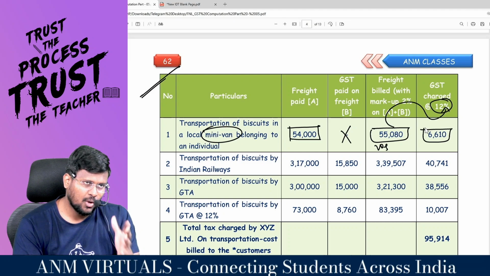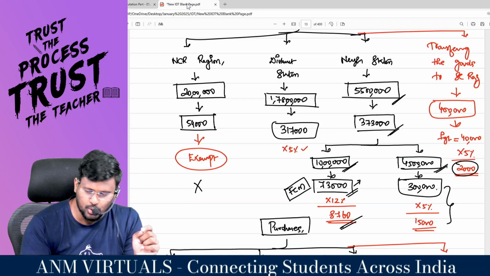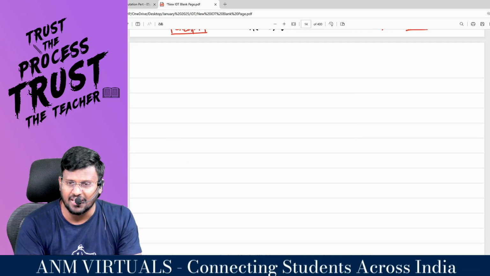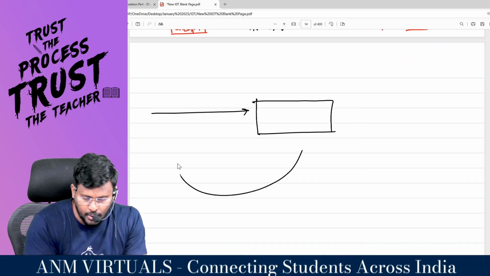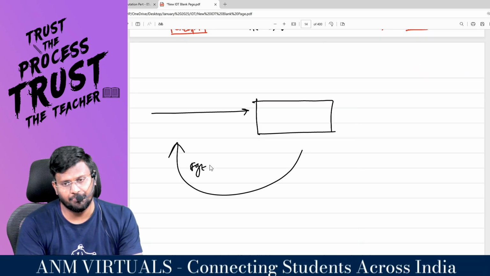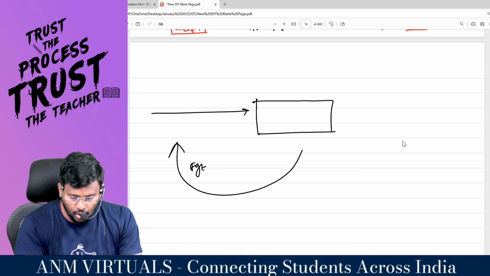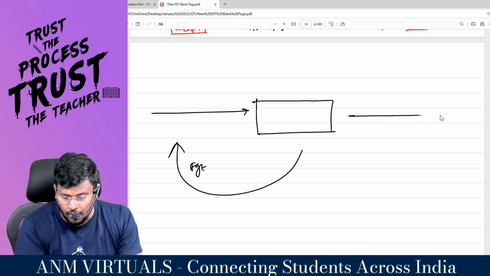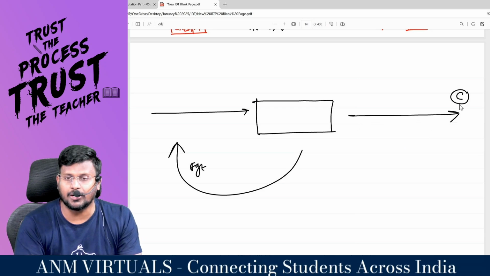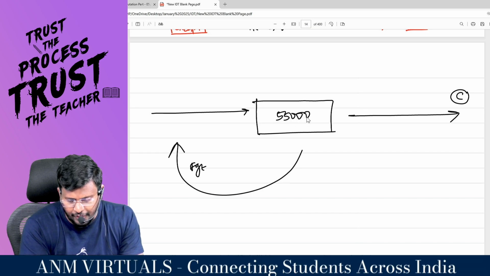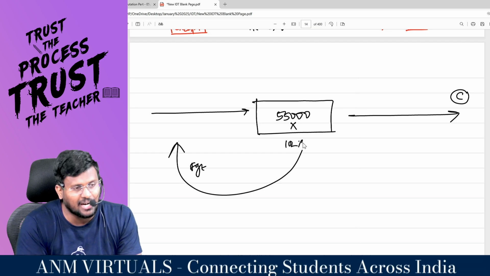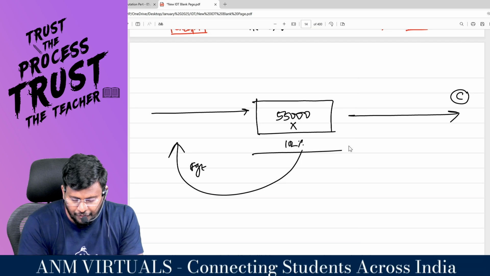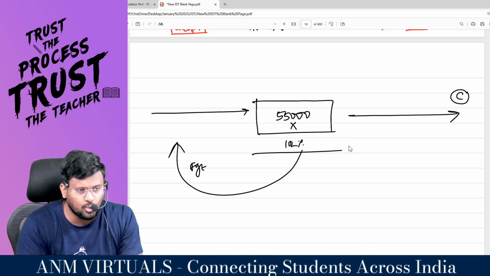My dear lovable students, you should understand what transaction is actually happening. Someone is providing service to our company, and we are paying freight to them. With this freight, we are providing service to our customer. For this, if we pay 55,000, we are not collecting 55,000. We are collecting 102% on this, that means a 2% markup.